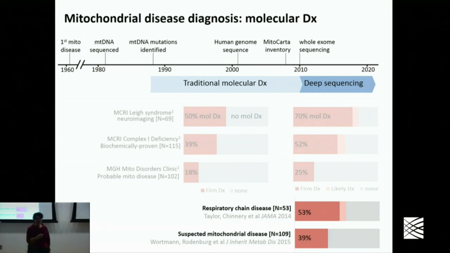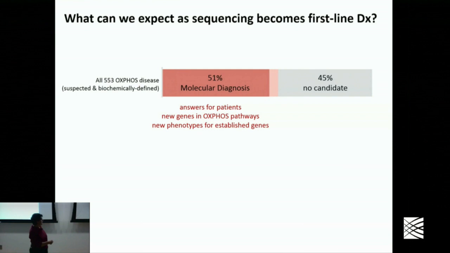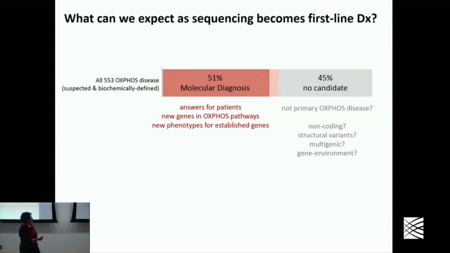The genetic sequencing is really, really helping. Now this is becoming a first-line diagnosis. Instead of going from doctor to doctor over 10 years to try to get an answer, now a single test can give an answer in half of the cases. So that is an enormous improvement, but it's not good enough. In 45%, we don't even have a candidate to look for. So either these are not a primary oxphos disease, or like any other genetic disease, it may be more complicated things: non-coding regions, structural variants, maybe it's multigenic, maybe it's interactions between the gene and environment. I think this is very standard to what you see with a lot of other genetic diseases.